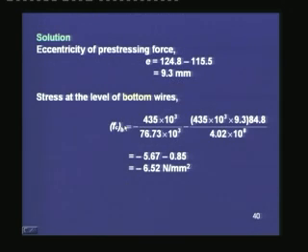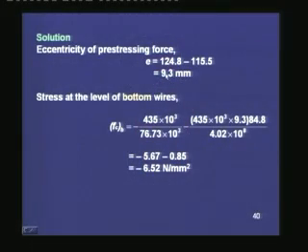The eccentricity of the prestressing force is the difference between the CGC, the new CGC, and the CGS. The CGS calculation that we have done earlier remains the same for this method of solution also, and the difference gives the eccentricity, which is 9.3 millimeter.